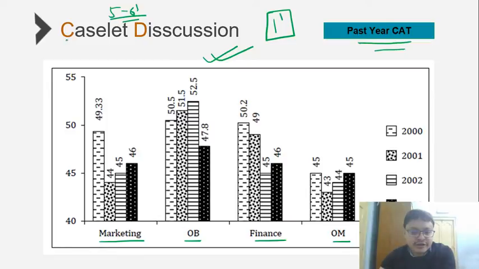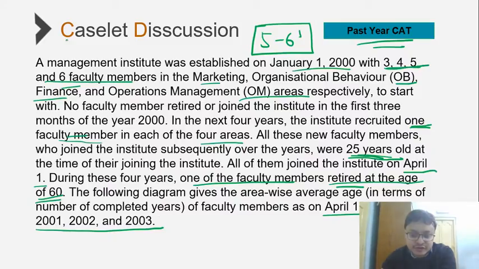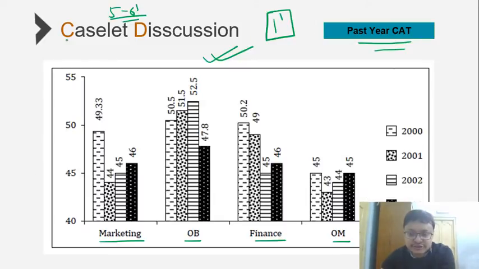So look at each area's graphs which are depicting the average age at any point of time. The number of faculties are given as 3, 4, 5 and 6 for these respective areas.